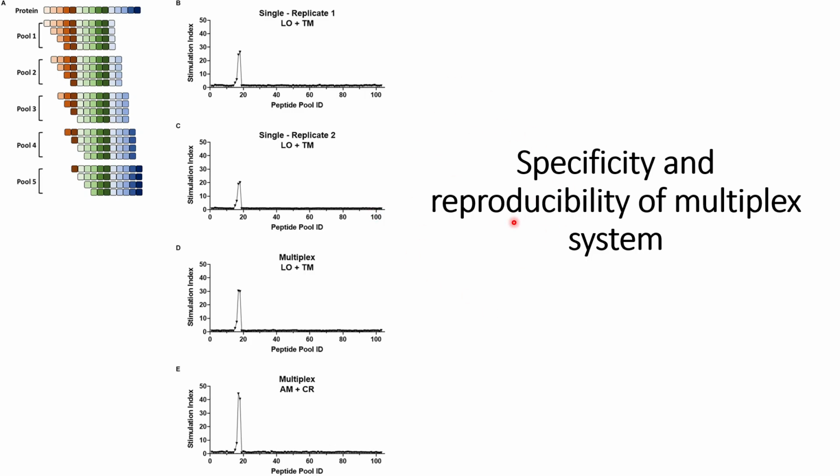In this video, we will discuss the specificity and reproducibility of the multiplex system and how it can be used to test different types of peptides. How they tested their system is shown in panel A, where they created a pool of peptides from the protein that ended at the same position, but have different lengths.